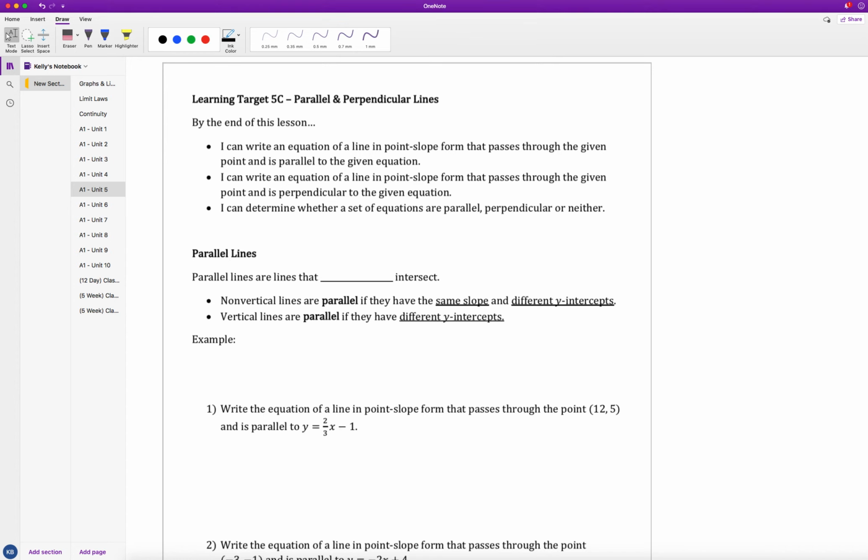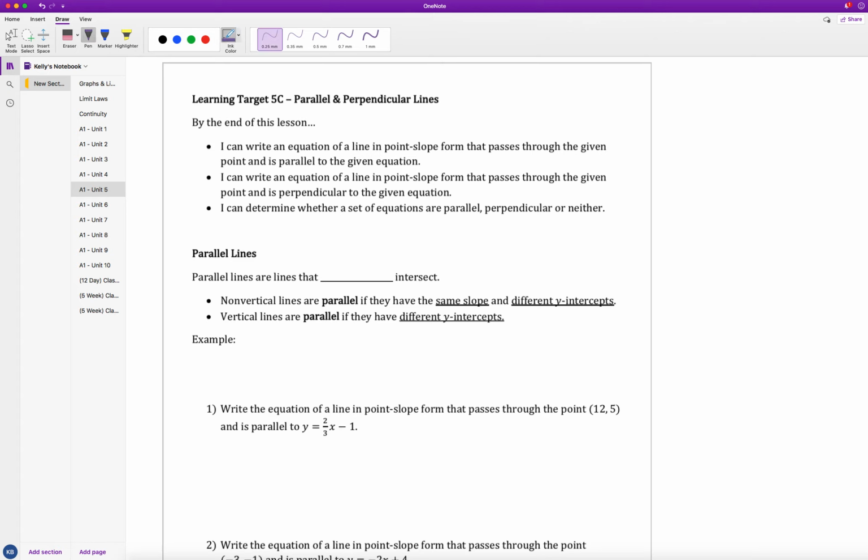Section in Unit 5. This is Learning Target 5C, which is all about parallel and perpendicular lines. By the end of this lesson, you will be able to write an equation of a line in point-slope form that passes through a given point and is parallel to a given equation. You'll also be able to write an equation of a line in point-slope form that passes through a given point and is perpendicular to the given equation. And lastly, we will talk about how to determine whether a set of equations are parallel, perpendicular, or neither.